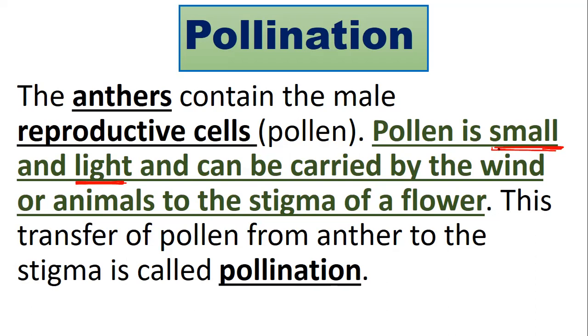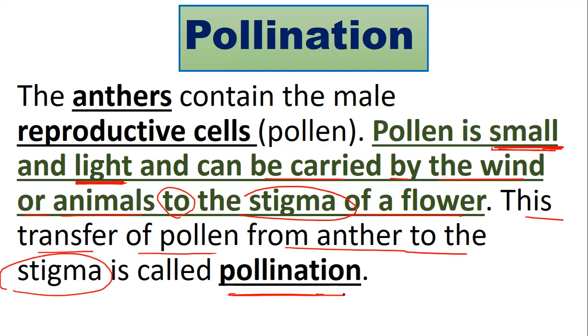Small and light and can be carried by the wind or animals to where? To the stigma of a flower. This transfer of pollen from the anther to the stigma is called pollination. Understand? Okay? This is the filament. This is the anther. The anther has what? Pollen or pollen grains like this.